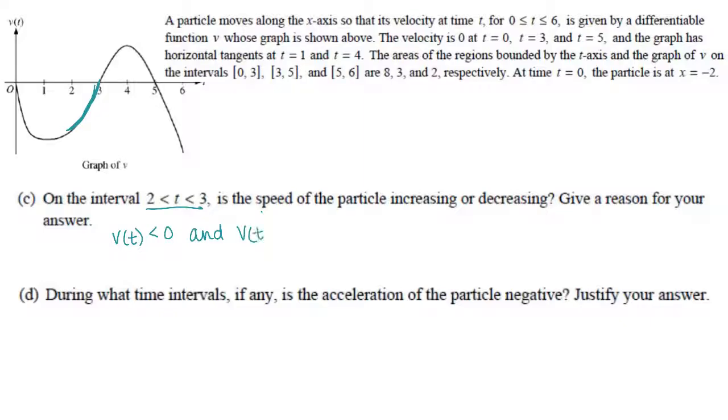And v at t is increasing. So notice if v at t is increasing, acceleration is going to have a positive sign. However, velocity has a negative sign. So they're working against each other. So the speed of the particle is slowing down.